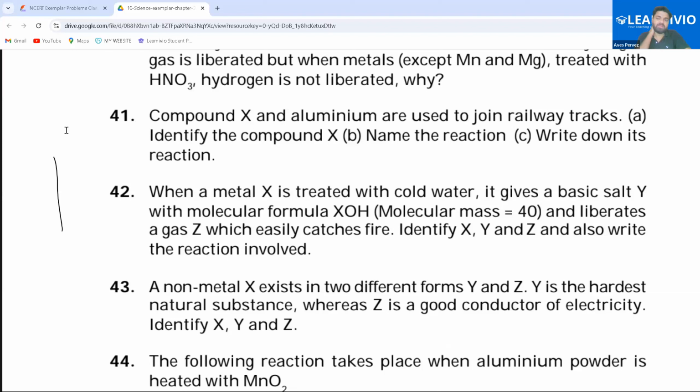Compound X and aluminium are used to join railway tracks. Identify the compound. This is the thermite reaction used for joining railway tracks: Fe2O3 plus Al gives Al2O3 plus iron in the liquid state. This reaction is so exothermic that the heat liberated makes the iron obtained molten. That's why the liquid iron is used for welding purposes.